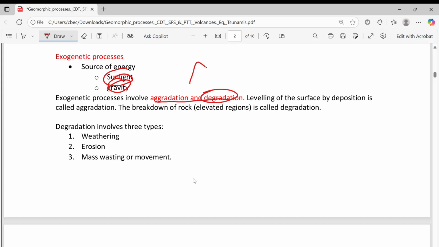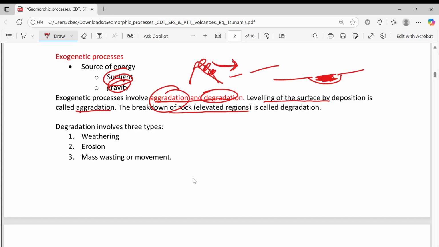Degradation means what? For example, one mountain is there. You degrade this one and make it flat. That is degradation. You are converting that elevated part. Aggradation means, for example, there is one depression. You fill this one. That is aggradation. Leveling of the surface by deposition is called aggradation. The breakdown of rock in an elevated region is called degradation.